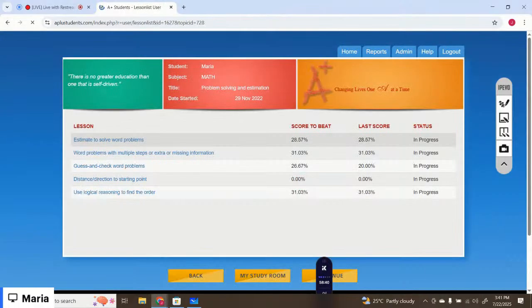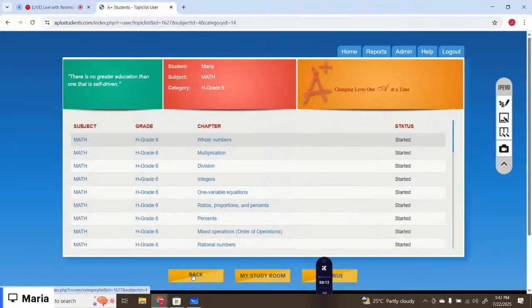So we were working on grade 6 math. The chapter we were working on is problem solving and estimation. The lessons we have covered today are estimate to solve problems, word problems with multiple steps, extra or missing information, guess and check word problems, and then use logical reasoning to find the order. So please make sure before the next session you complete all the practice questions for the lessons we just did. That is your homework until next session.